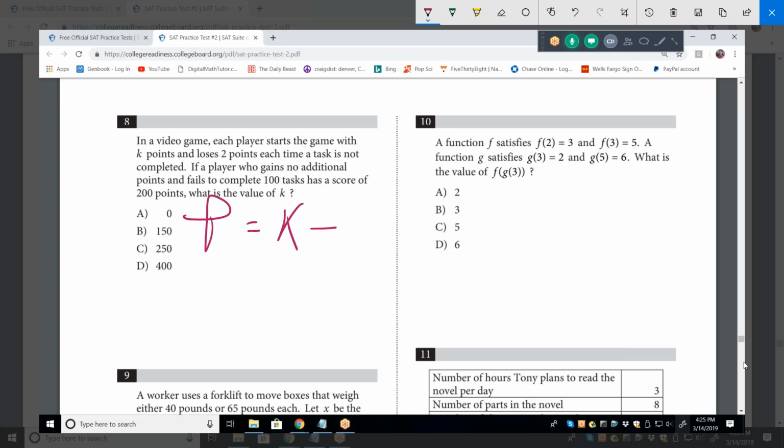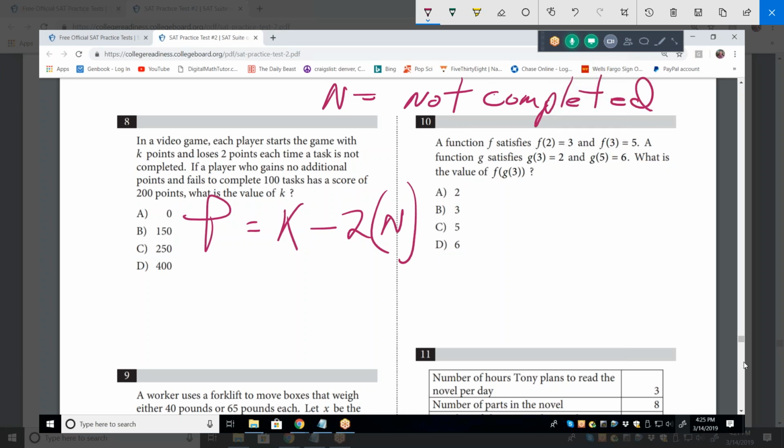What? 2 times another variable. I chose, okay, yeah, that's perfect. Not completed. And a lot of times it's important that you do spell out your variables so you can figure out how to write the equation. Okay? But this seems to work.